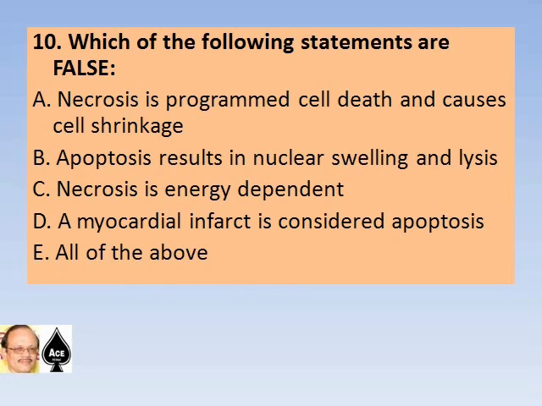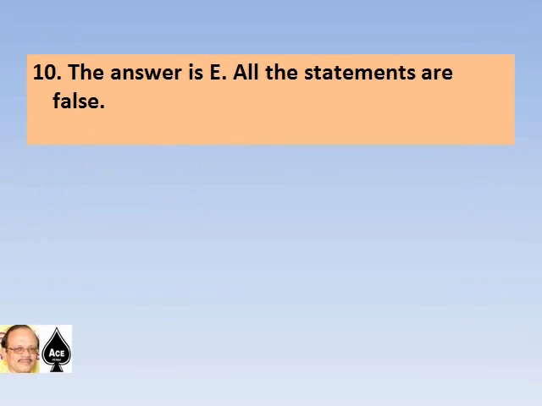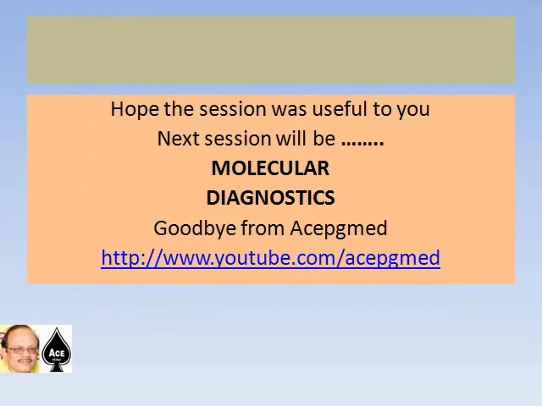Which of the following statements are false? Necrosis is a programmed cell death and causes cell shrinkage. Apoptosis results in nuclear swelling and lysis. Necrosis is energy dependent. Myocardial infarction is considered apoptosis. All of the above are false. Which is the correct answer? The answer is E. All the statements are false.